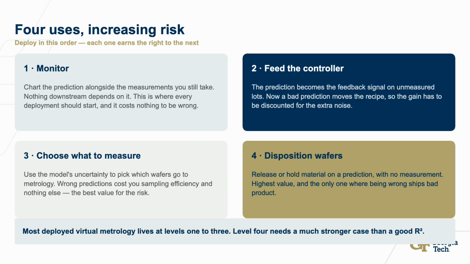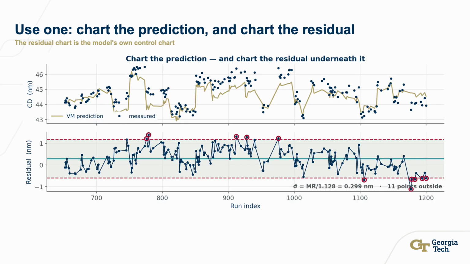Most deployed virtual metrology lives at level 1 to 3. Level 4 needs a much stronger case than a good R squared, and we will come to what that case has to contain.